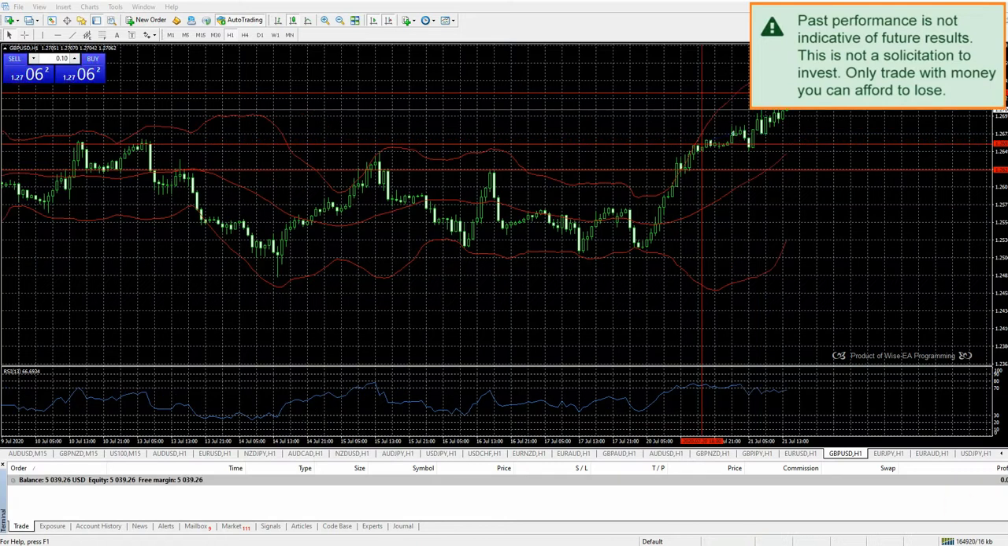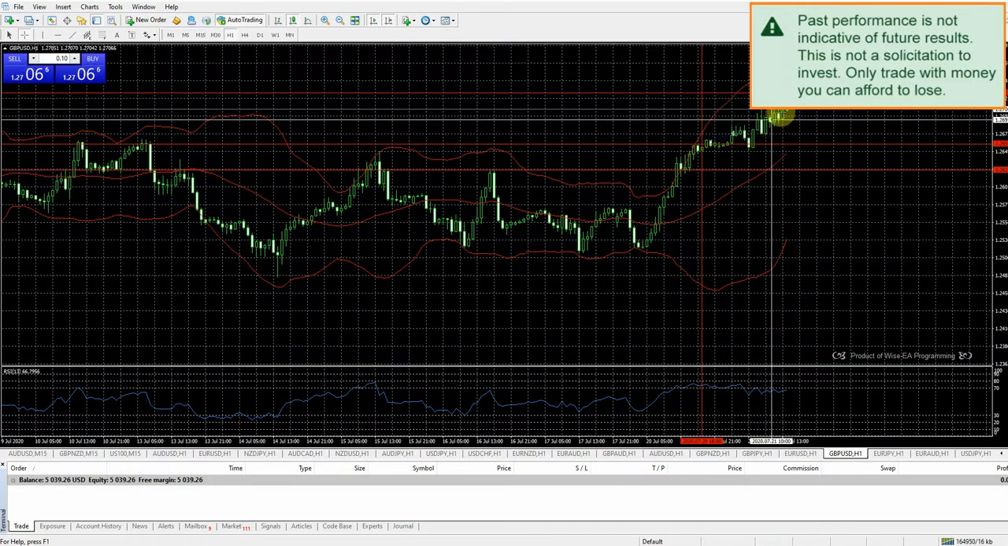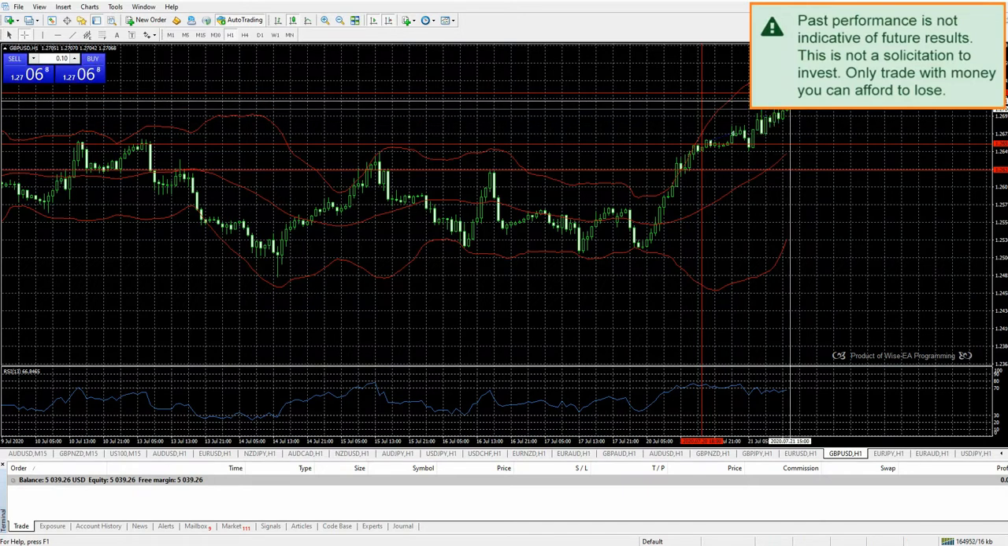Hey folks, it is now July 21st. It's about 9 o'clock in the morning. As you guys can see here, it looks like the market did come back down and hit our stop loss, which was at break even +2. But looks like it did continue to push up and get within about 10 pips of that second profit target.